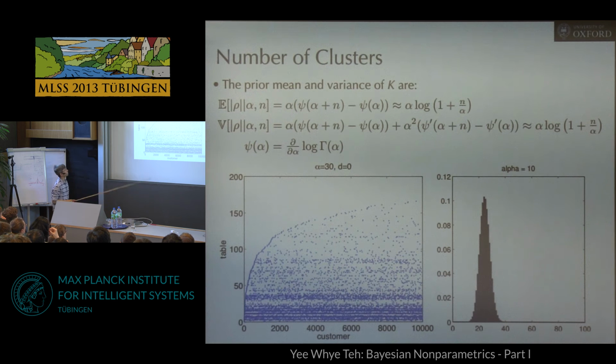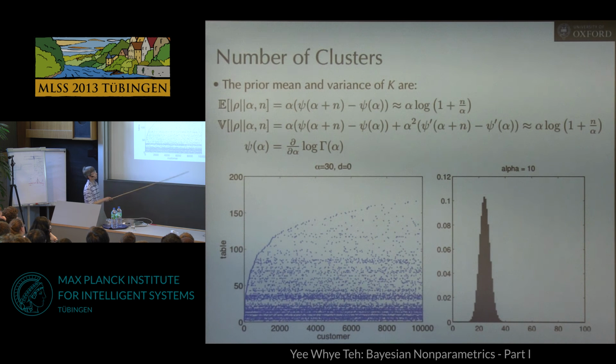Okay. So here's a little diagram where this is the index of the customers, and here's the index of the table, and whenever a customer sits at a table, we're going to draw a point at that position. So basically, these tables are tables with more customers, and then these tables are tables with fewer customers.